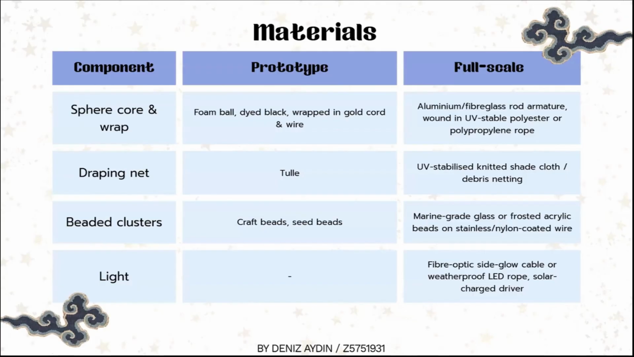And this is the prototype and full scale materials. The full scale one, of course, needs to be durable for the outside conditions. So it can be aluminum rod armature, UV stable polyester, and polypropylene rope for the wrapping sun. For the net, it can be UV stabilized knitted shade cloth, and for the beads themselves, that can be glass or acrylic beads. And in my real full scale installation, there will be LED lighting.